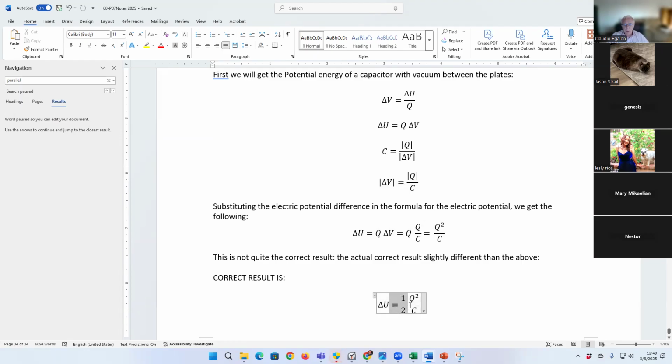One way, we replace the C with this equation that you see right in here, Q over delta V. One Q cancels out with the other Q, and the delta V goes upstairs. Half Q delta V.